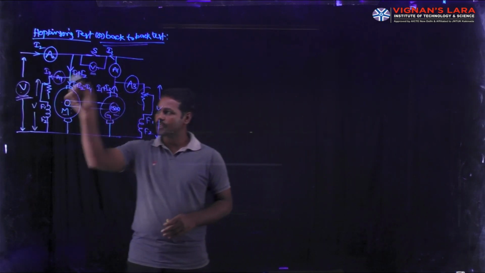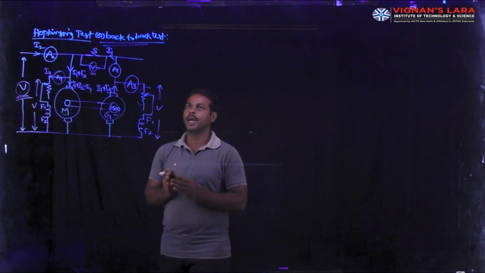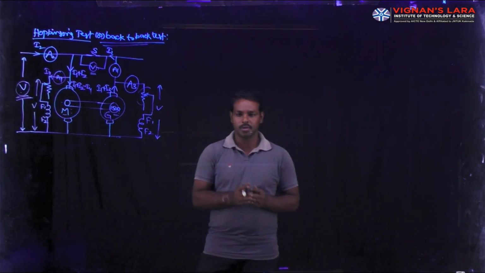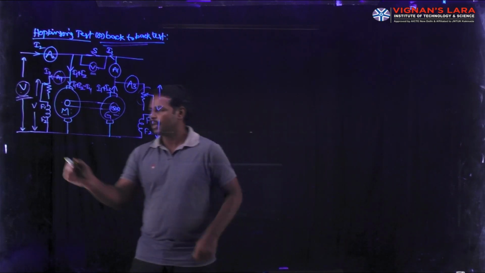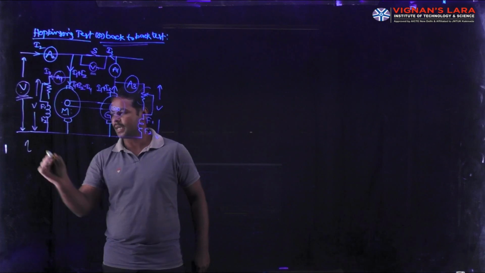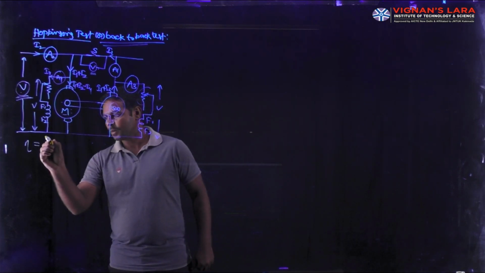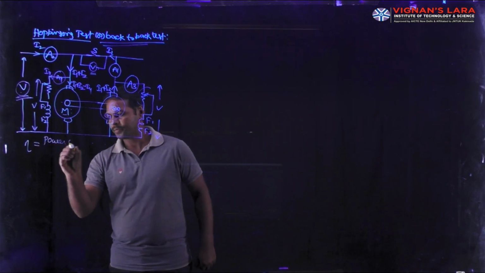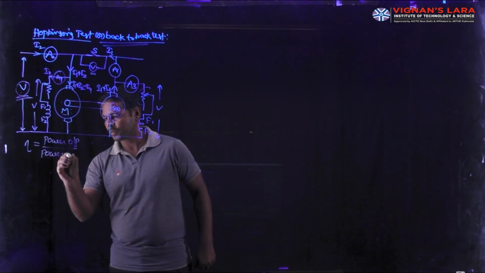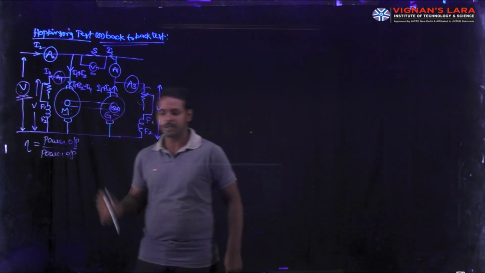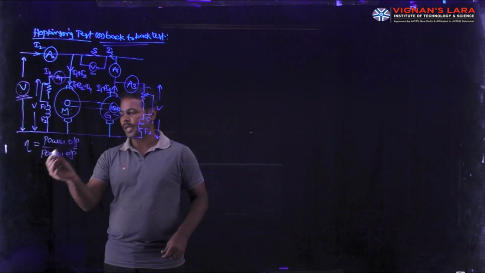Based on this operation, Hopkinson's test or back-to-back test is performed to calculate the efficiency of the motor as well as the generator. Efficiency of a motor or generator is equal to power output divided by power input.